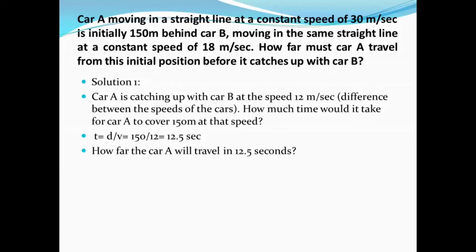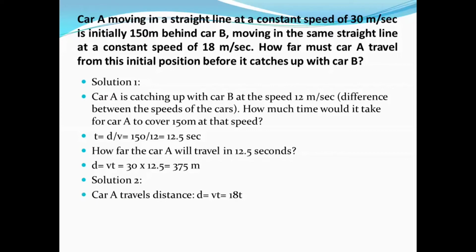Next, distance will be velocity into time. Simple. So 30 is the velocity of car A, and it has to travel for 12.5 seconds. So in 12.5 seconds at a speed of 30, it will travel this much distance, which is 375 meters. The solution is over. So this is one approach. There is a second approach also.